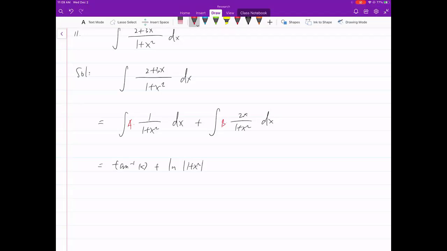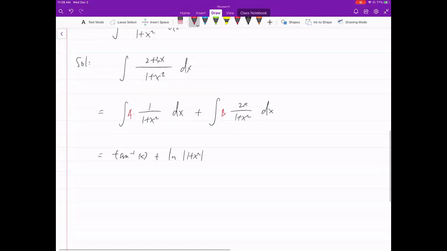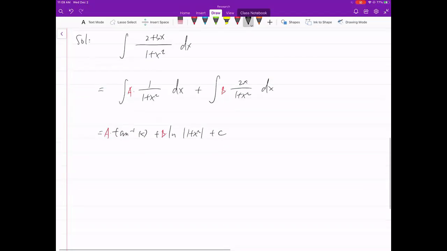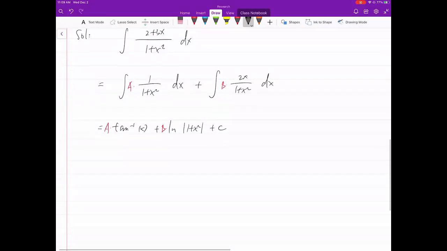Sounds good? Okay. If that happens, we just need to write the final answer, but with A and B here, plus a C. If the idea is clear, now our job is to try to figure out what A and B are. So which 2 numbers will actually give us exactly 2 plus 3x? That's easy.